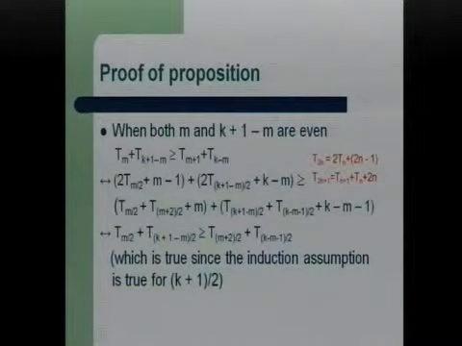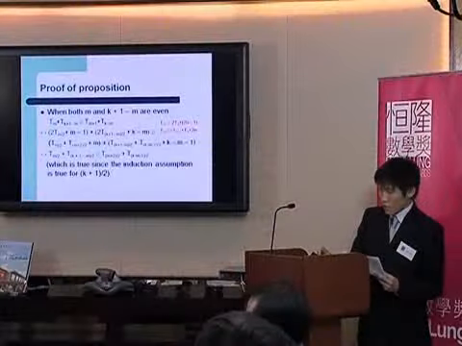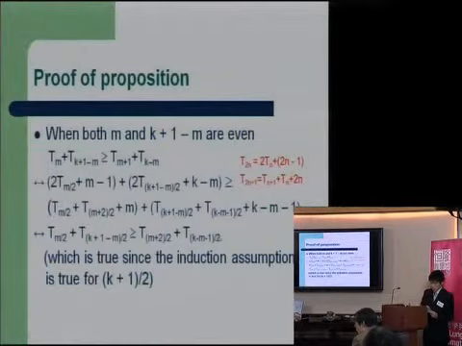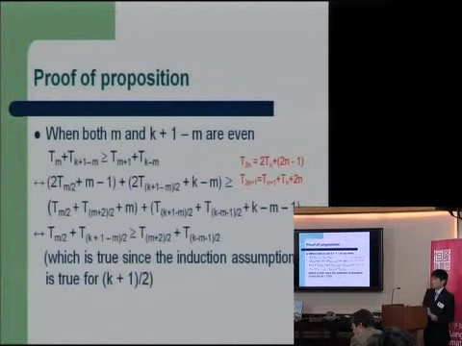By the induction assumption, the equations marked in red here hold for code length equal to or smaller than k. So we can substitute all 4 terms here in the first inequality by these 2 equations. After some simplification, we find out that the first inequality is equivalent to the last inequality, which is true from our induction assumption when the code length is (k plus 1) over 2. The proof for the remaining cases is similar to this case and is omitted here.